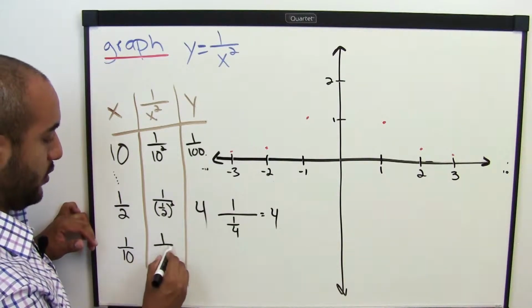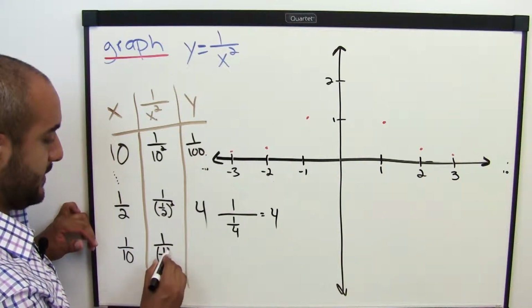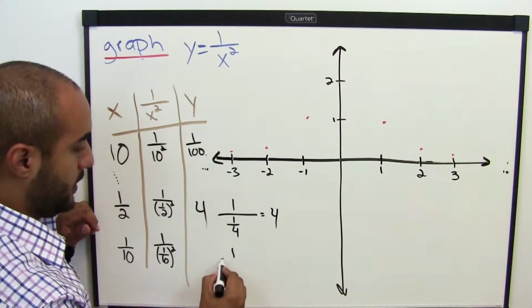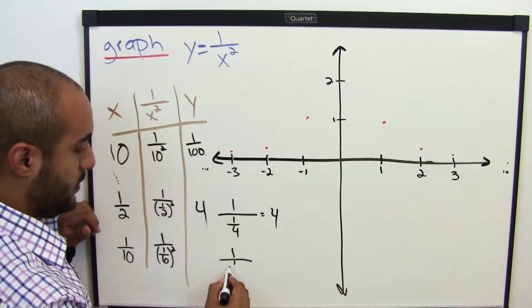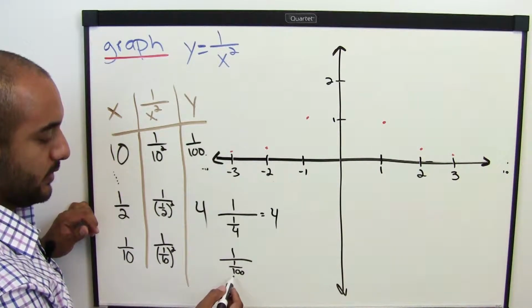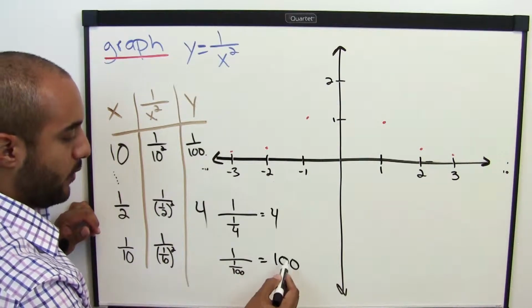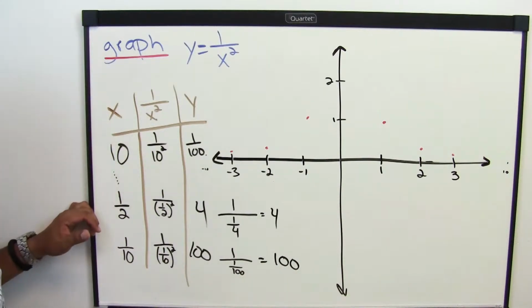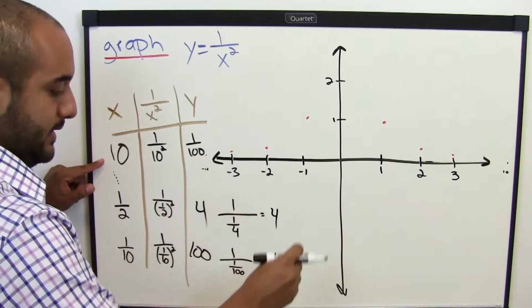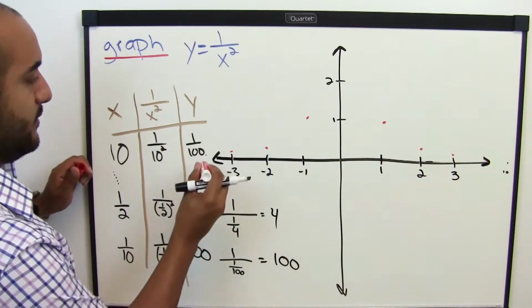Okay, so let's put in 1/10 squared. Same thing, I'll work it out here. So I get 1/(1/100). 1 divided by 1/100 is 100. So my point is (1/10, 100). So we saw that. Let me at least make it red.